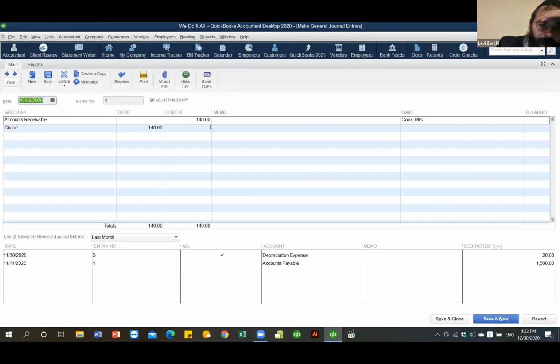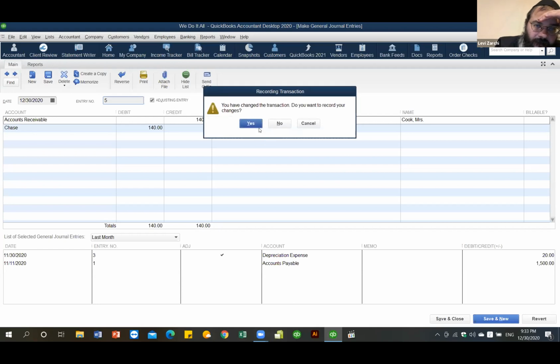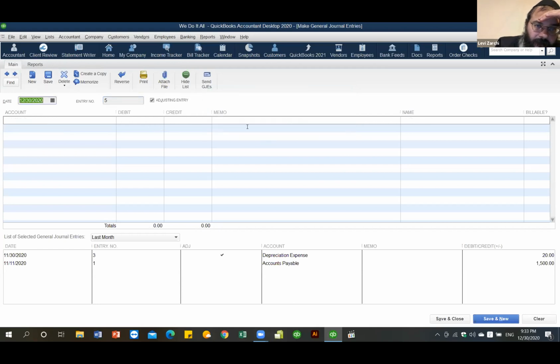So then Mrs. Cook was supposed to change to number 5, entry number 5. So we should get that out of the way. Press arrow to the right, so you get out of that one. Yeah, save it. Okay, now you can uncheck adjusting entry.